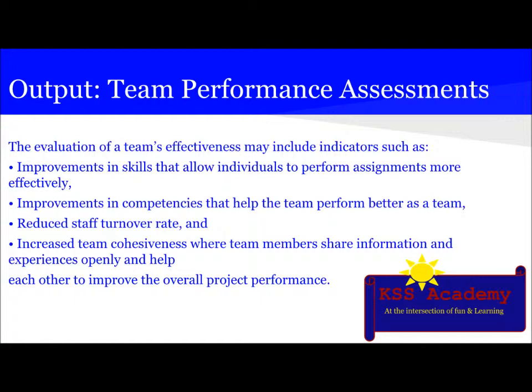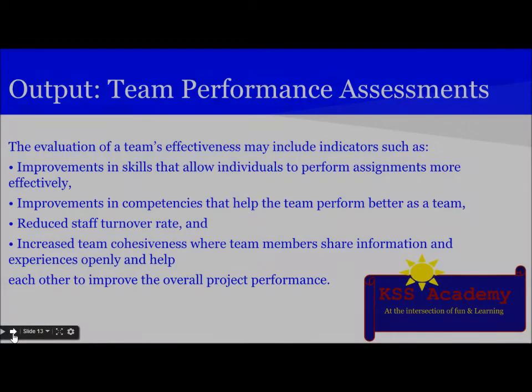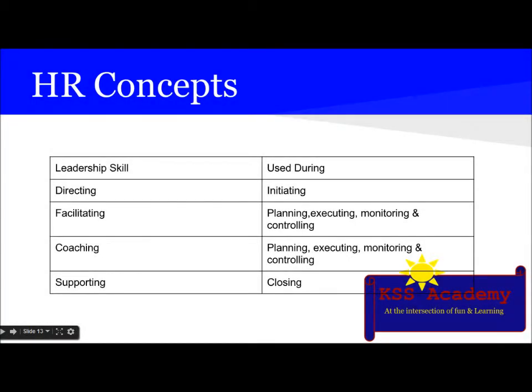And the output is team performance assessment. The evaluation of the team's effectiveness may include indicators such as improvement in skills that allow individuals to perform assignments more effectively, improvement in competencies that help the team perform better as a team, reduced staff turnover rate, and increased team cohesiveness where team members share information and experiences openly and help each other to improve the overall project performance.